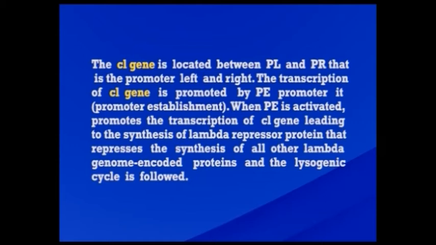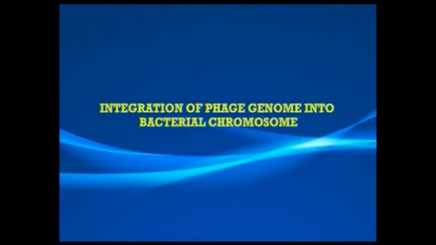When this PE, the promoter establishment, is activated, it promotes the transcription of the C1 gene, which leads to the synthesis of lambda repressor protein that represses the synthesis of all other lambda genome encoded proteins, and the lysogenic cycle is followed. Next, we'll come to the integration of phage genome into bacterial chromosome.